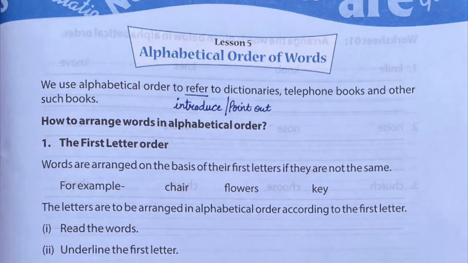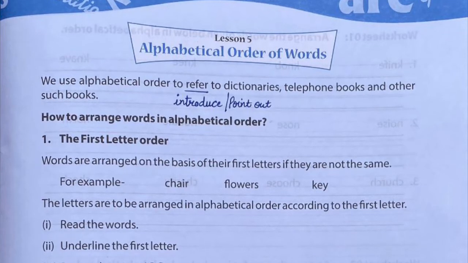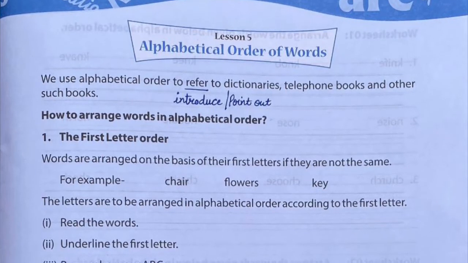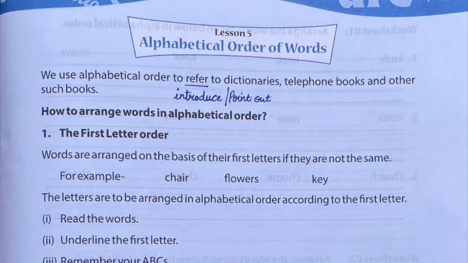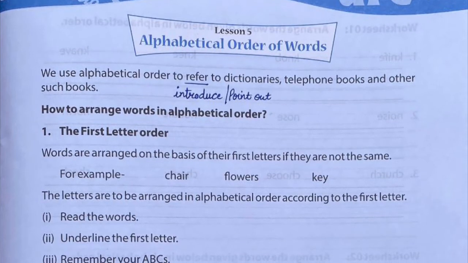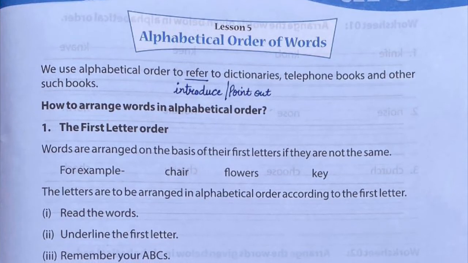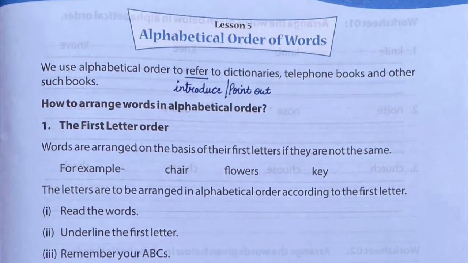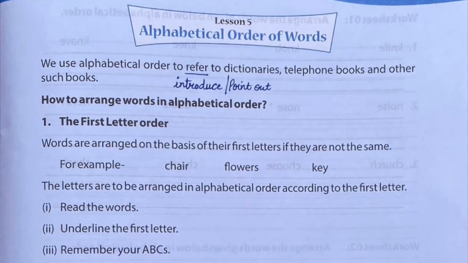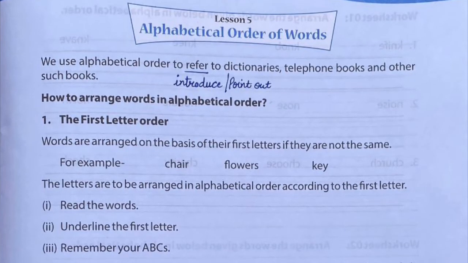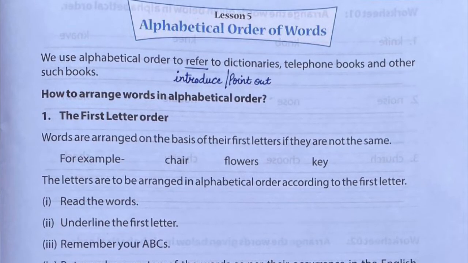Okay, so now the thing we are going to understand is how to arrange the words in alphabetical order, and this is going to be very interesting because it is a kind of game. You just have to remember some points to arrange them in order. Other than that, it is very easy and it is like a game, and you will enjoy it a lot. Okay, so there are three steps here: the first letter order, the second letter order, and the third letter order.